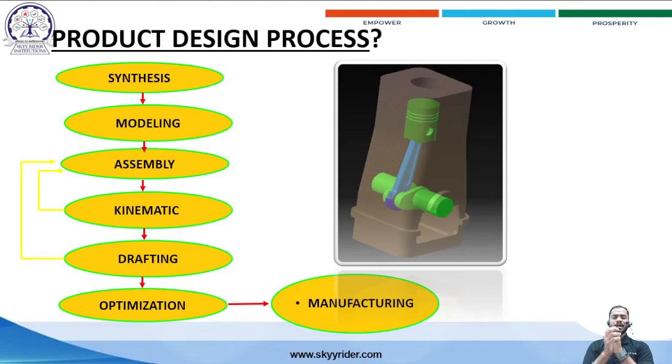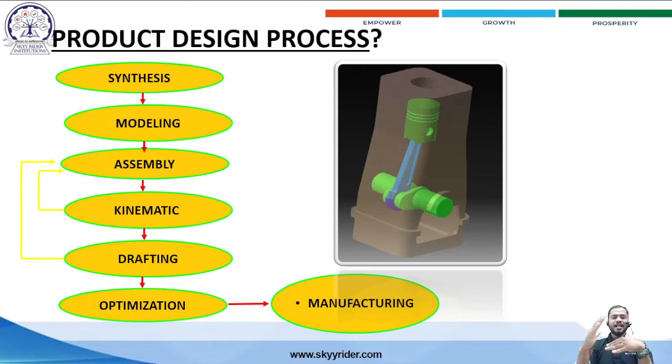Then modeling means sketching or 3D solid modeling. We'll be doing the sketching part here, like freehand sketches and wireframes. If the product goes to surface modeling or sheet metal modeling, we'll see in which modeling the product can be designed most effectively. Then we'll go for assembly.